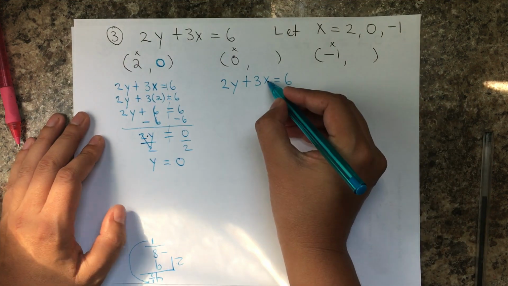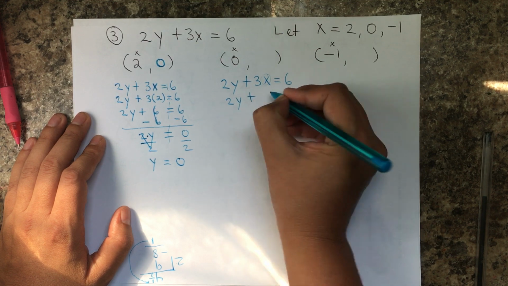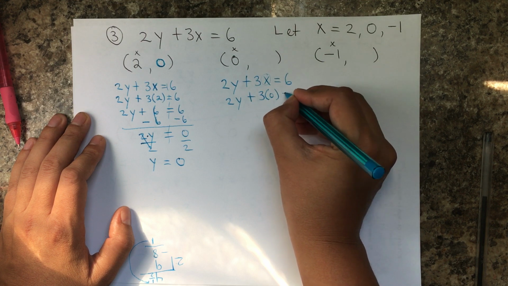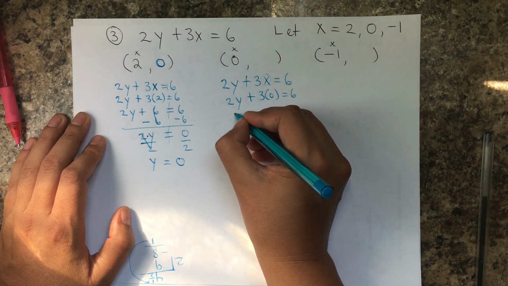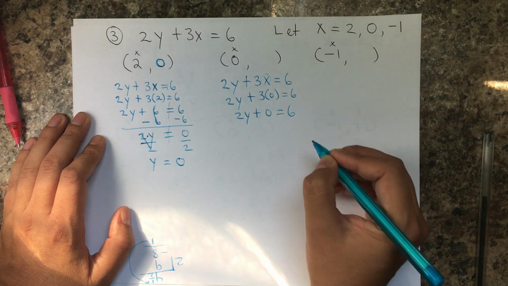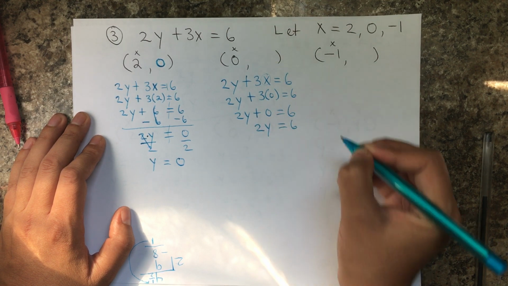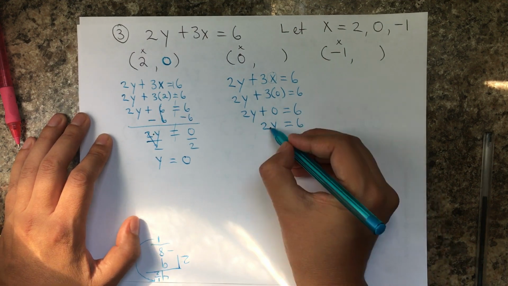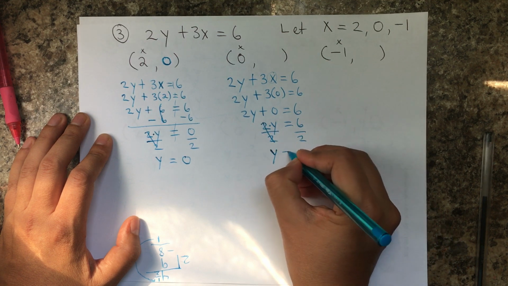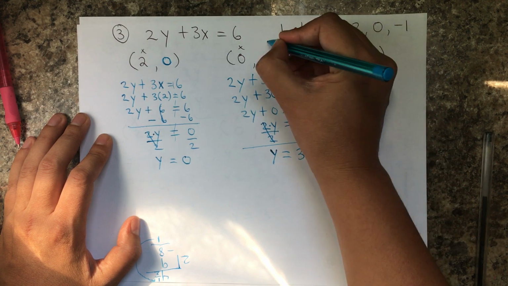So I'm going to substitute x with 0 right here. So it's going to be 2y plus 3, but I substitute the 0 in here, equals 6. 2y plus 3 times 0 is 0 equals 6. 2y plus 0 is just 2y equals 6. And then if we're multiplying, the opposite is to divide by 2. So y equals 3. Okay, so that's the value of y.